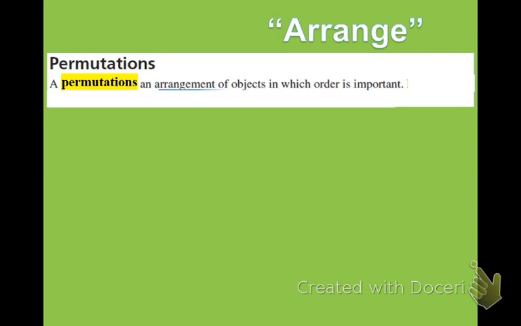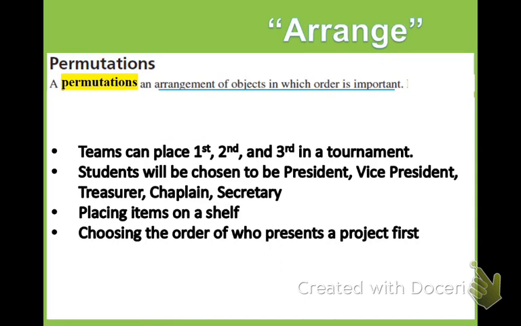Here are some scenarios that you might be arranging. Teams can place first, second, and third, so we just did that. First is obviously different than second and third. Students will be chosen to be president, vice president, treasurer, chaplain, and secretary. If I were picking you at random, why would it be different to be president than to be chaplain? There's just a title. It's a different job, different position, different requirements.